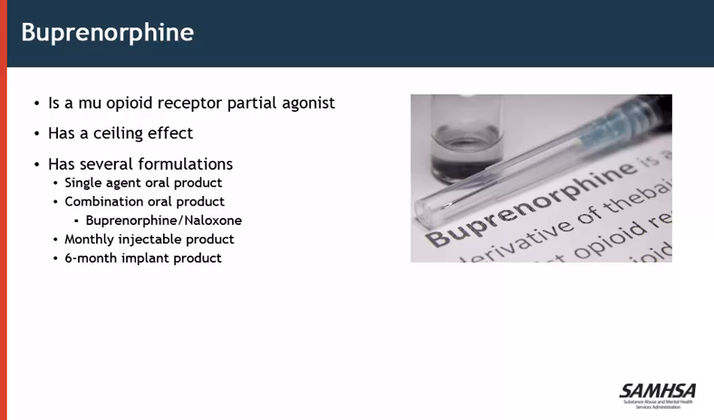The expert panel also did not discuss the injectable or implantable formulations for use in pregnancy, as they were not yet available at the time.